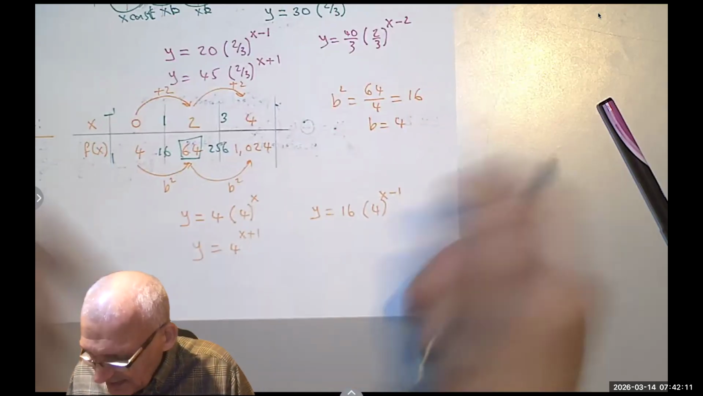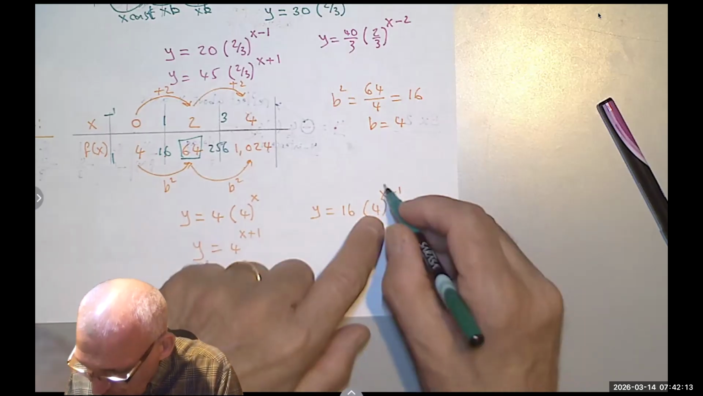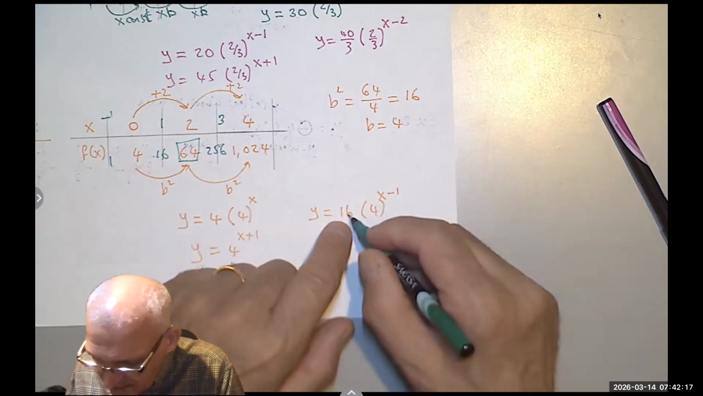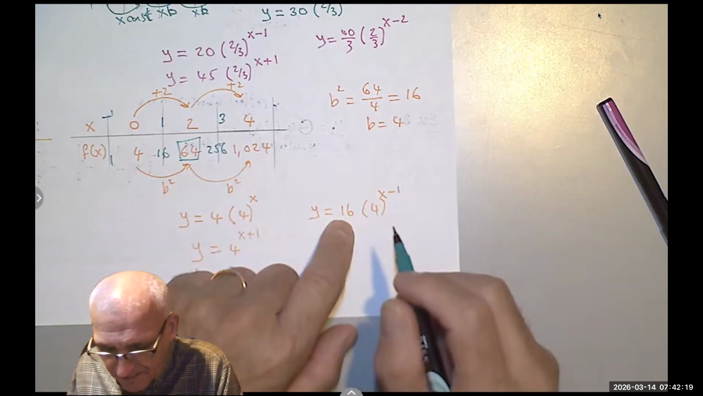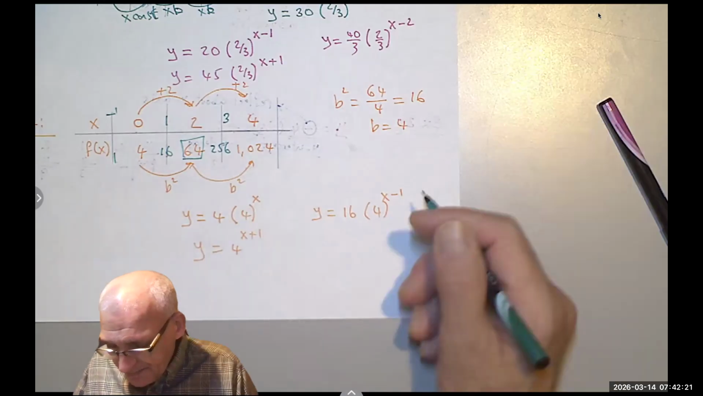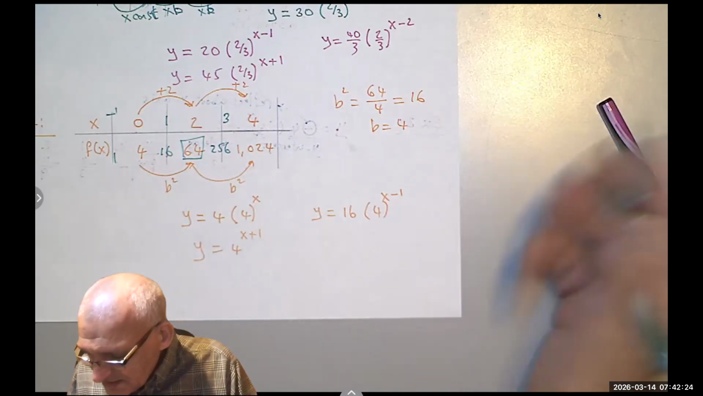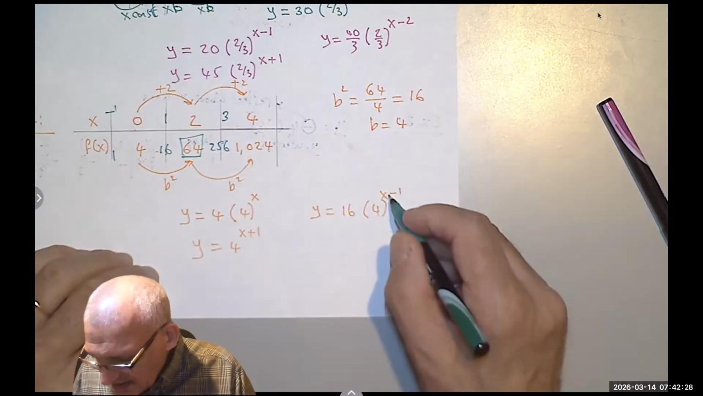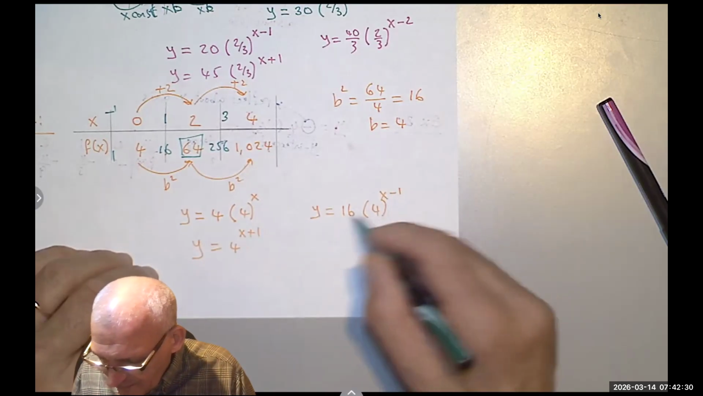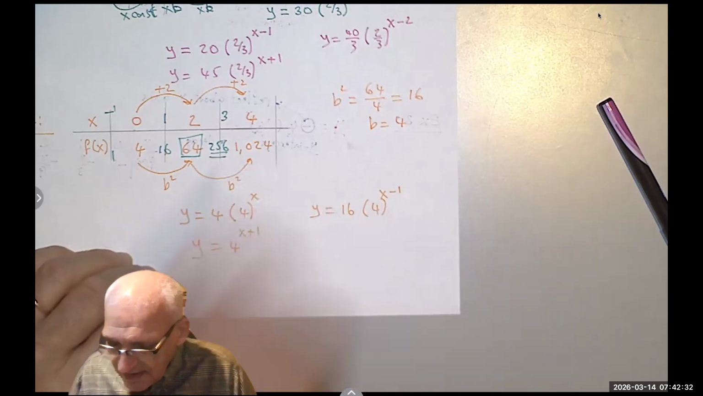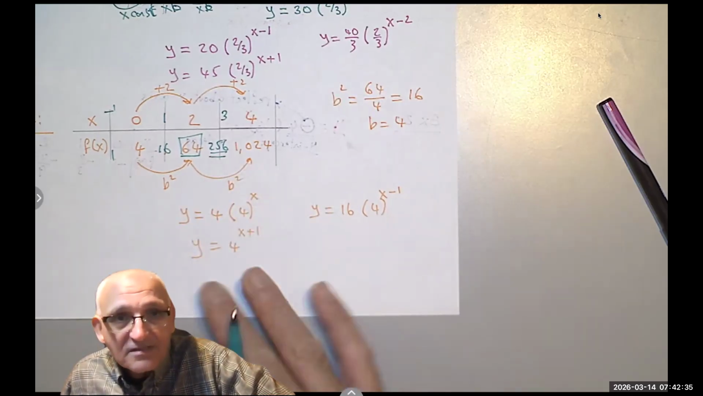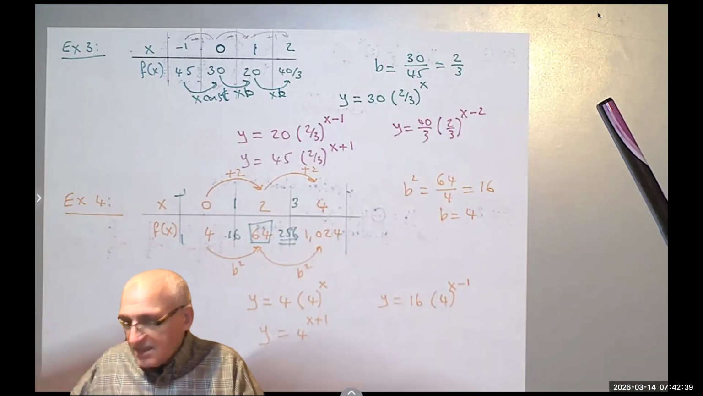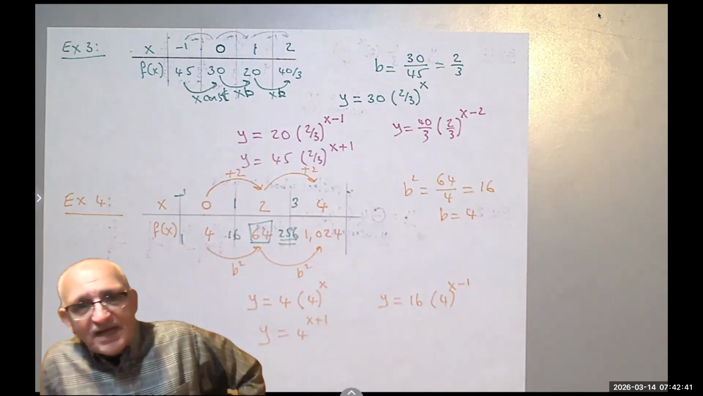Here, let's see what happens when x is 2. When x is 2, this would be 2 minus 1. 4 to the 1 is 4 times 16 is also 64. Let's pick any other number. x is 3. 3 minus 1 is 2. 4 squared is 16. 16 times 16 is 256. Yes, at x equals 3, I get 256. And that's it. Really, now you can plot any graph.